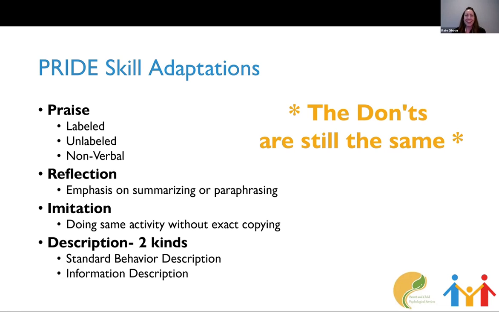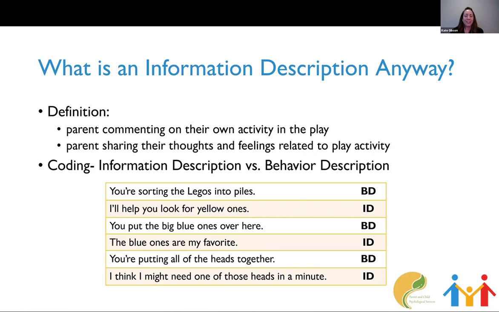So if you go to the next one here, what is an information description anyway? So the definition is that it's a parent commenting on their own activity in the play, or sharing their thoughts and feelings related to the play activity or something happening in the room in the parent-child interaction. So these examples are taken straight out of chapter 10. And this is an example of how it would flow conversationally too.